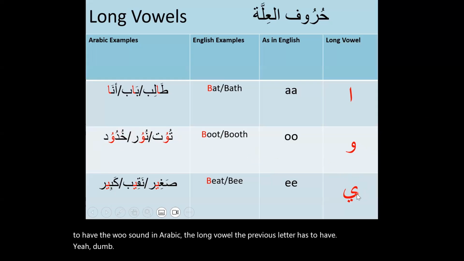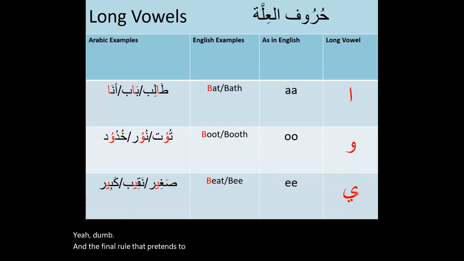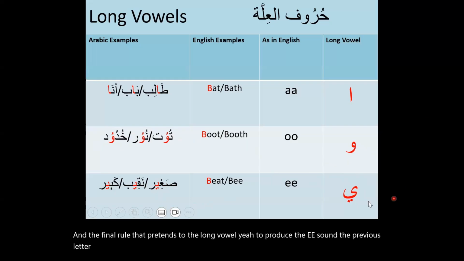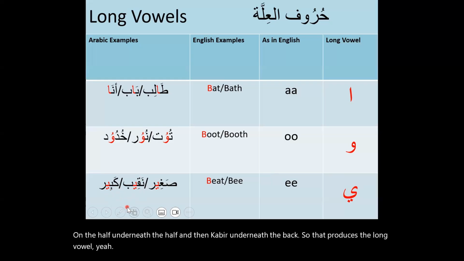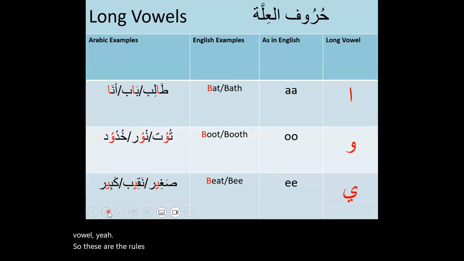And the final rule that pertains to the long vowel ya, to produce the e sound, the previous letter to the long vowel ya needs to have the kasra. صغير, see the kasra. نقيب, kasra on the qaf, underneath the qaf. And then كبير, kasra underneath the ba. So that produces the long vowel ya. So these are the rules that you have to go by in order to produce these long vowel sounds.